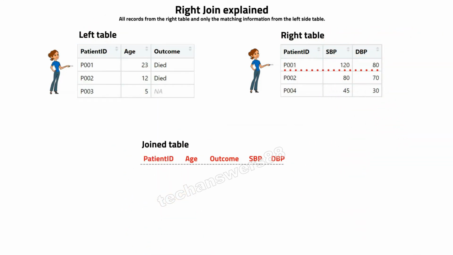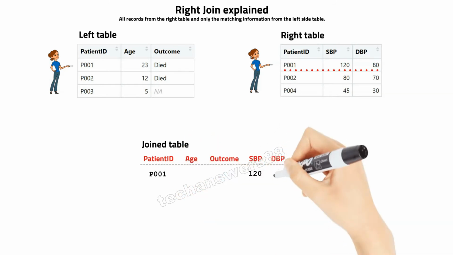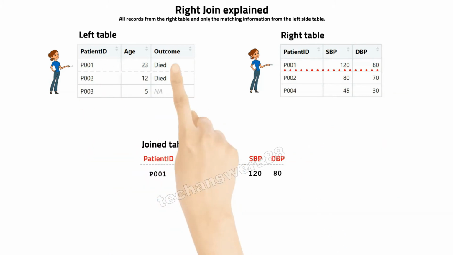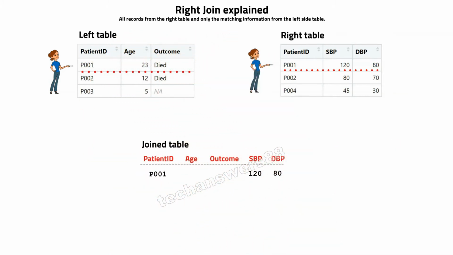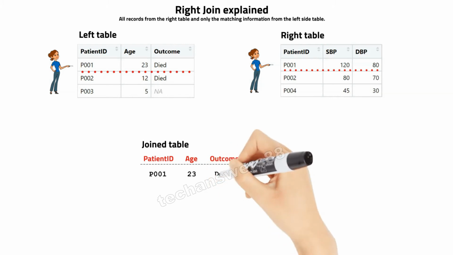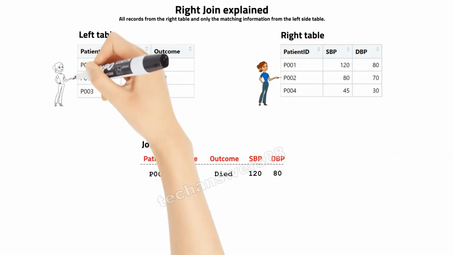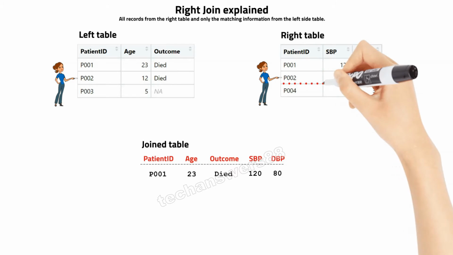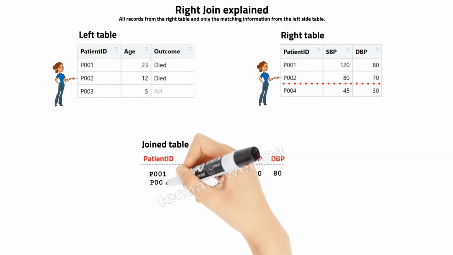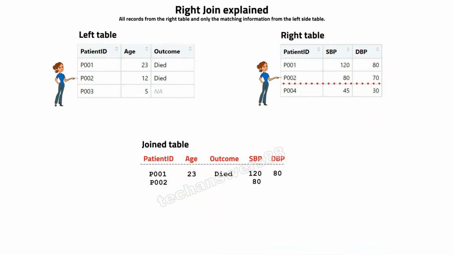So let's see, the first row, patient ID 001 exists on the right table, so of course it has to be in the final output. So we get the data. Now looking at the left table, we find a match P001 and then we copy the remaining data from the left table as well. Now let's go to the next line. Patient 002 exists on both the tables, so we'll first get the right-hand side table information, and then we would find the matching values for patient 002 on the left table as well.